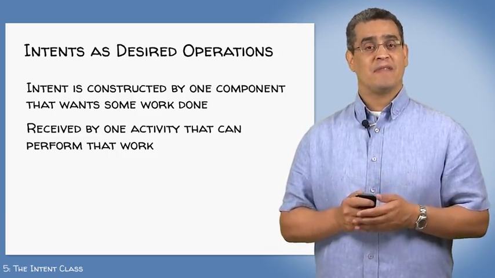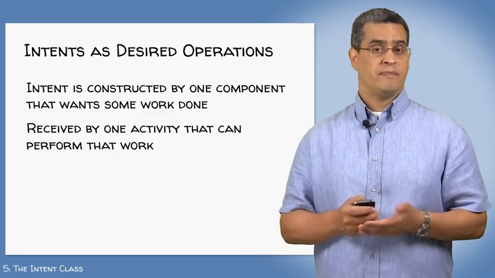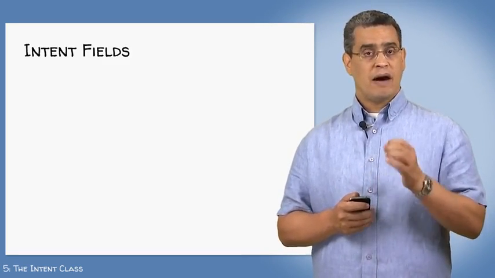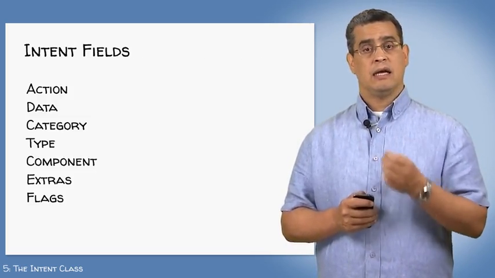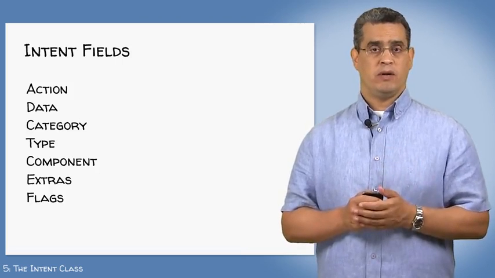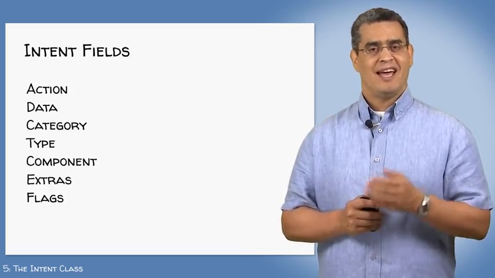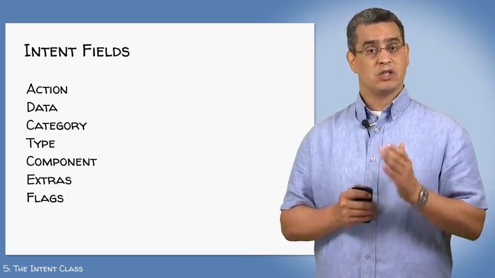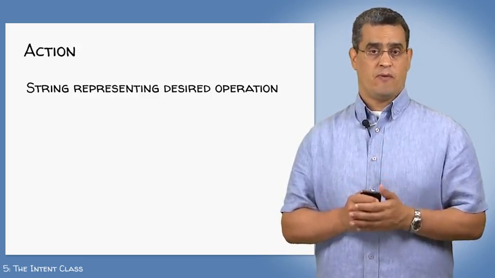So let's talk now about the kinds of information that can be specified within an intent. For example, we'll talk about intent fields including action, data, category, MIME type, target component, extras, and flags. An intent's action field is a string that represents or names the operation to be performed.